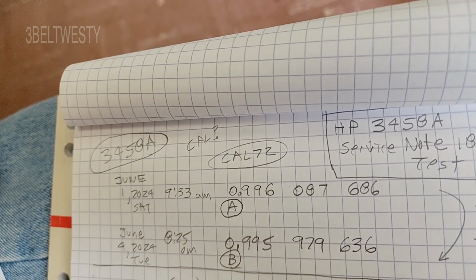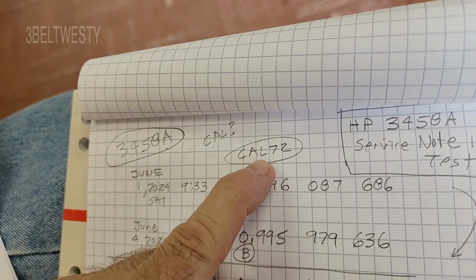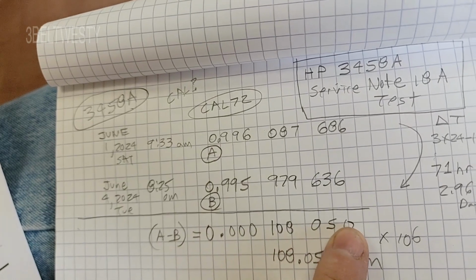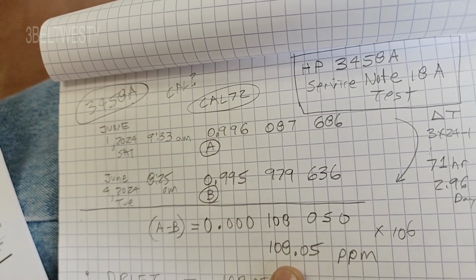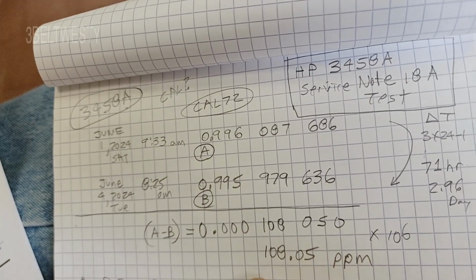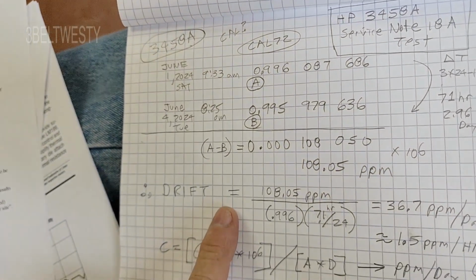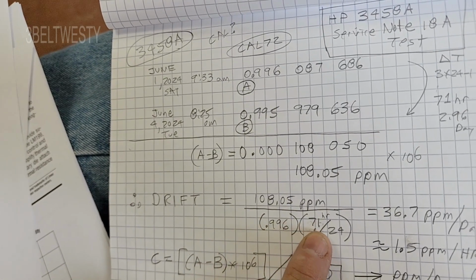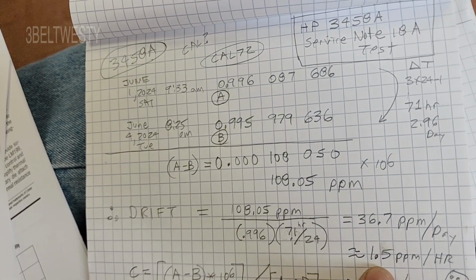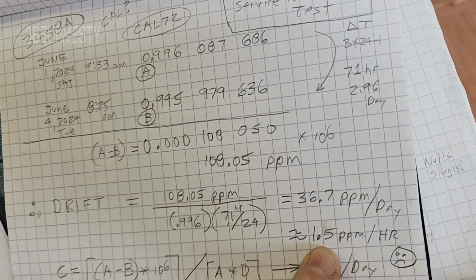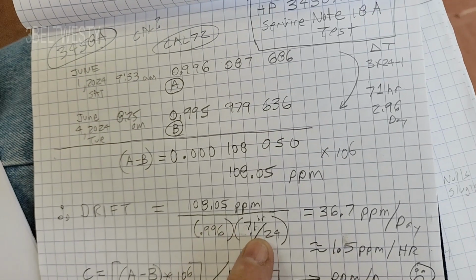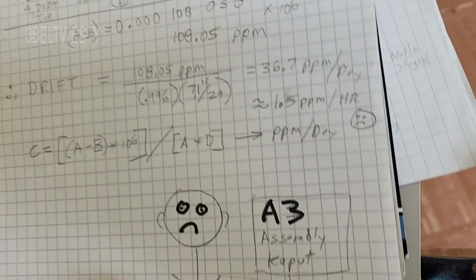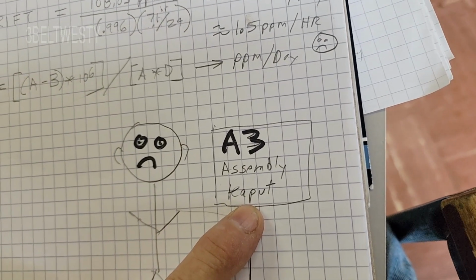So every time you do an ACAL, the number in this register is going to change. So I've got two numbers here. I subtracted them off. Got 108 ppm when you multiply by 1,000,000. And here's the drift. You got 108 ppm over 71 hours, which is 1.5 ppm per hour, which is terrible. And then in days, it's about 37 ppm per day. So that's the A3 board, bean bag.